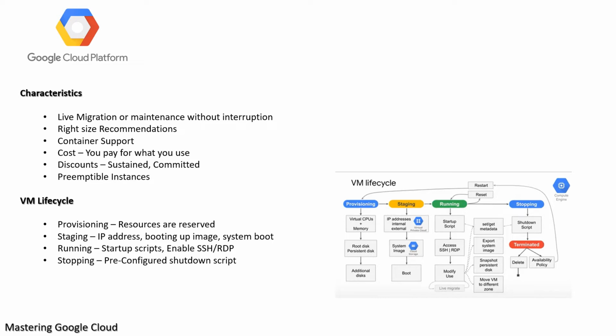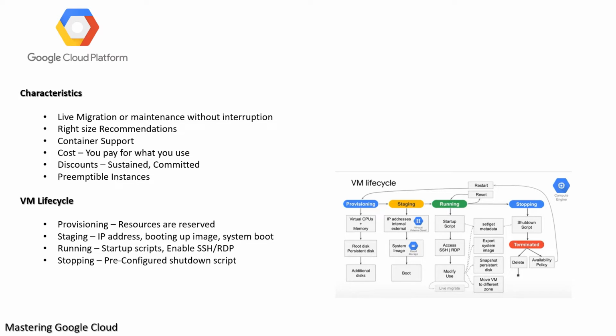You can also do container deployment on the VM. You pay for what you use. Again, you save money by stopping the virtual machine if you're not using it. You can also get discounts. There are two types of discounts: sustained use discount, which automatically gives you a discount for running the virtual machine for a particular portion of the month, or a committed use discount, where you commit upfront how much you will use and take advantage of the discount. Preemptible instances are short-lived instances where you can save 80%, and they are very good for batch jobs or any fault-tolerant workloads.